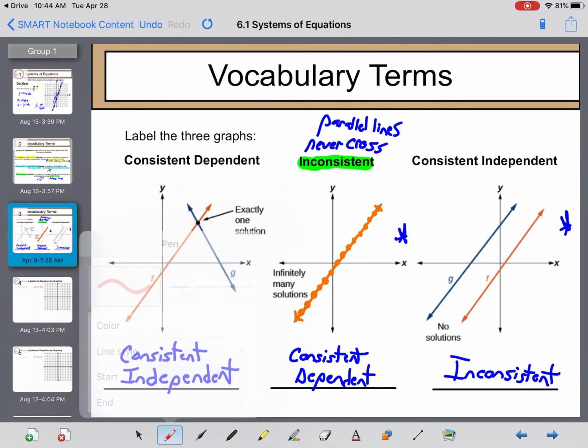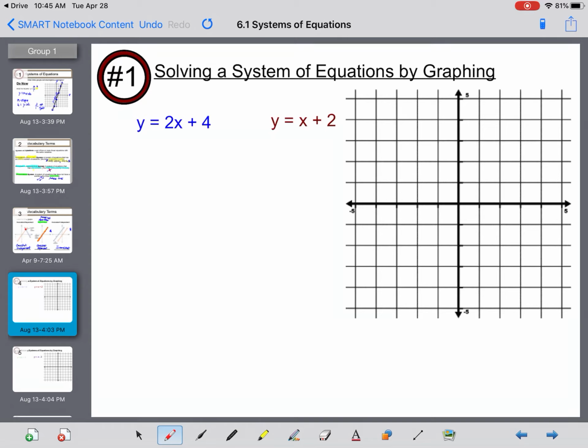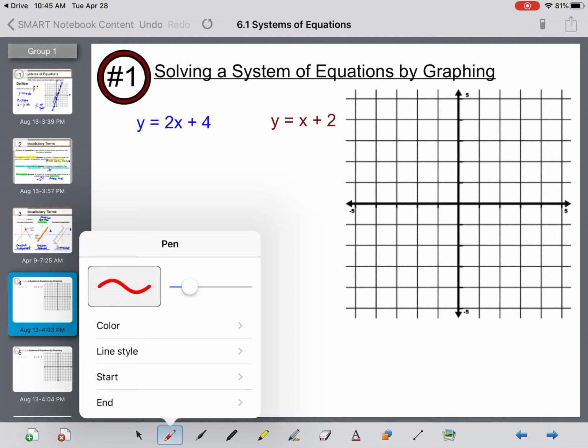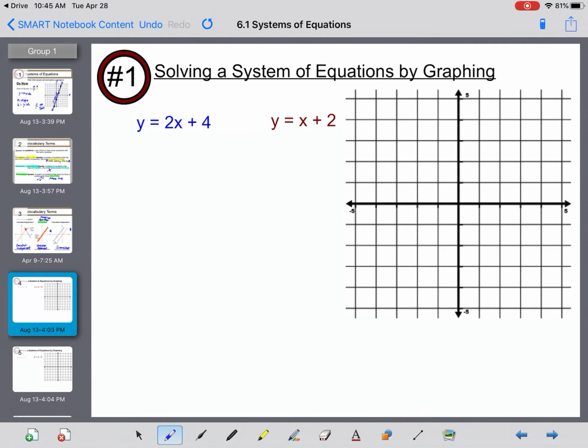Exactly one solution. Like we said, it makes that X shape, and the solution is where they cross. Solving a system of equations by graphing. So we're going to graph and find the solution of our first system. We have two equations, and they're both written in slope-intercept form.